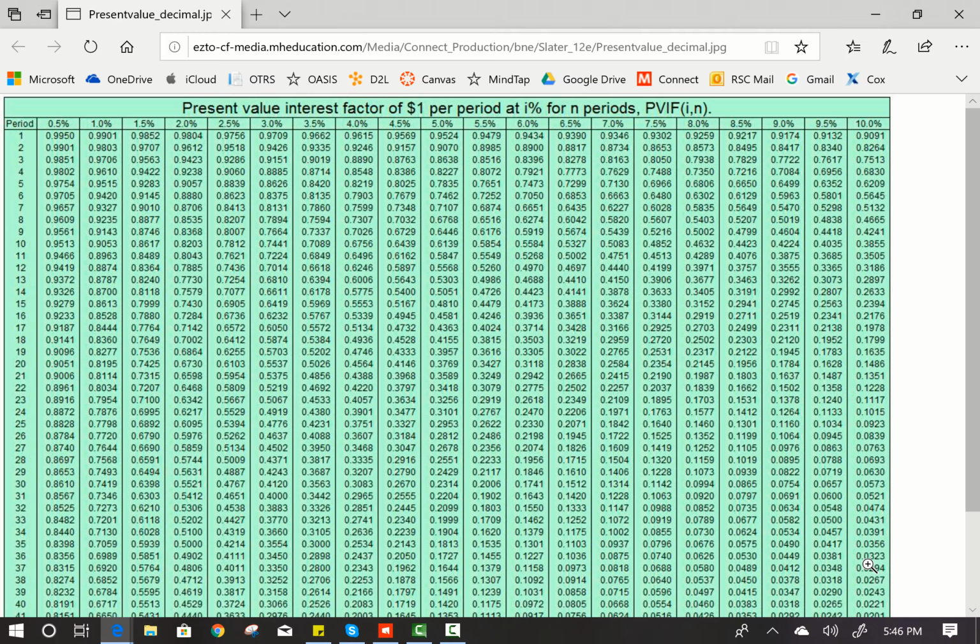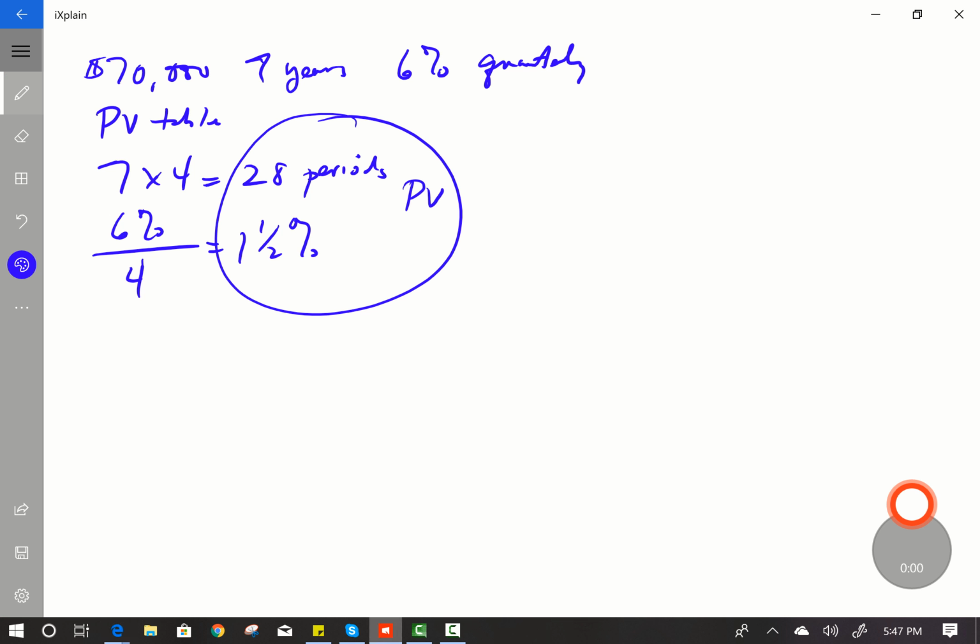Okay, 1.5% is this third column, and then 28 periods is 0.6591. So I'm going to take the amount that I need of $70,000 and multiply it times the corresponding factor on the present value table of 0.6591.